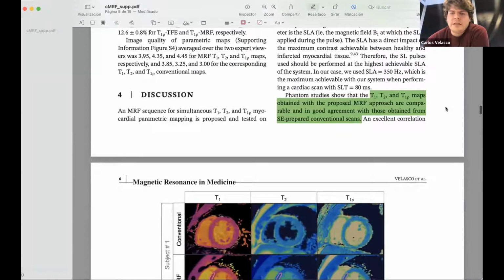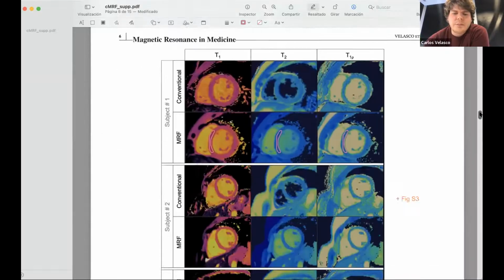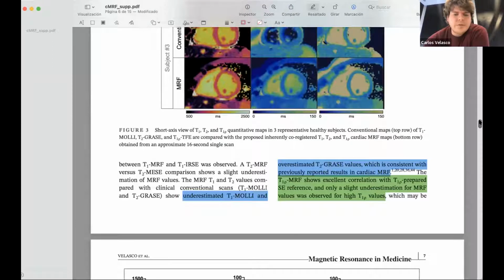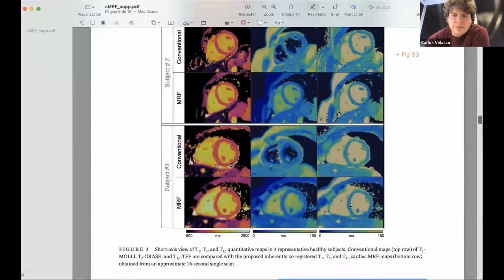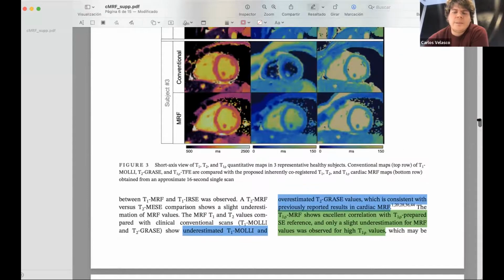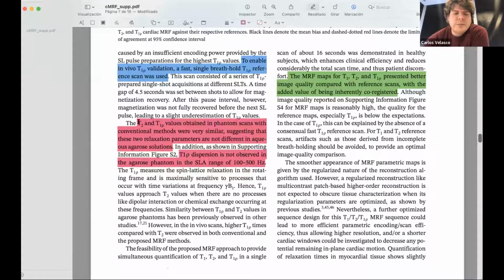And in the phantom study, we have seen that there's a good agreement with those observed in the spin echo and in the patients as well, apart from the usual, already known underestimation of T1 MOLLI and T2 GRAPPA. However, in the T1rho, you can see here on the right column, we saw a very nice agreement and correlation on image quality on T1rho compared to the conventional scans. I would like to remark that T1 and T2 and T1rho values in the phantom were similar. We didn't get a difference as we would expect.